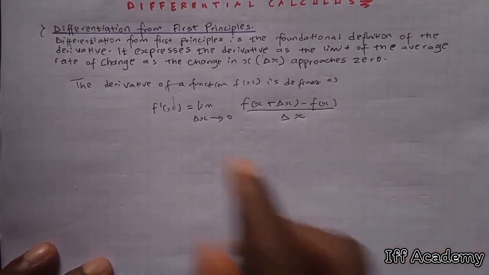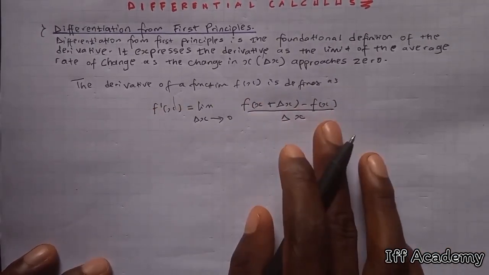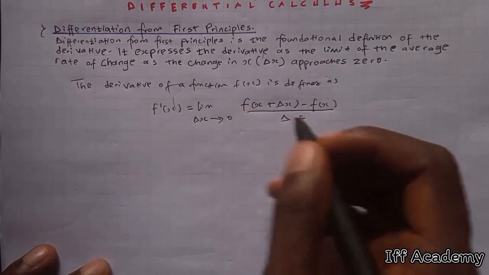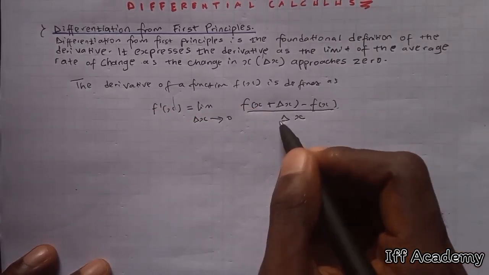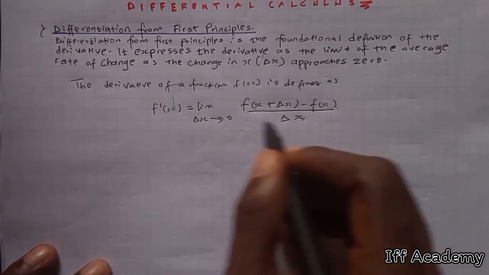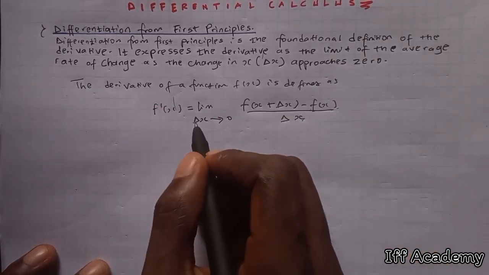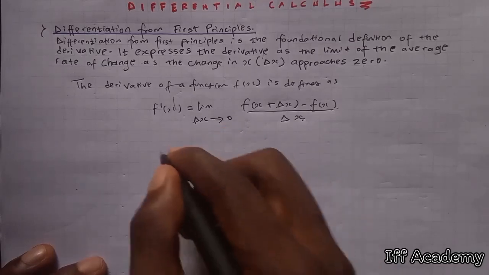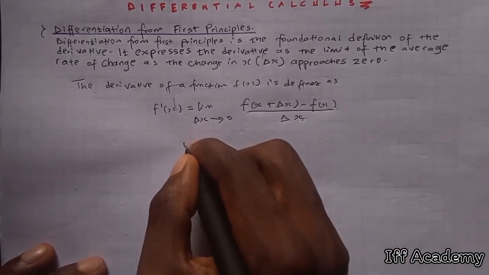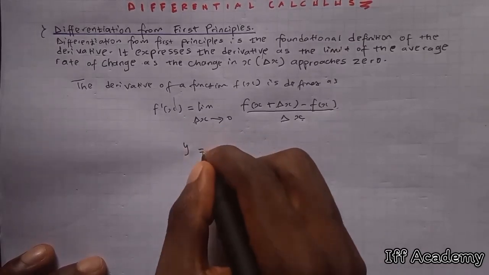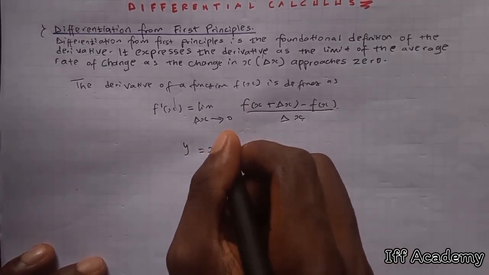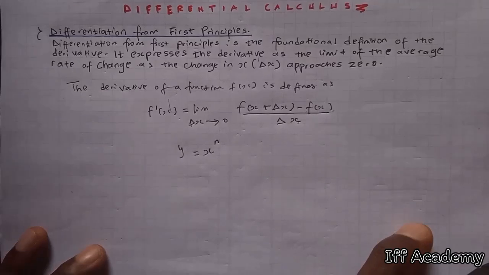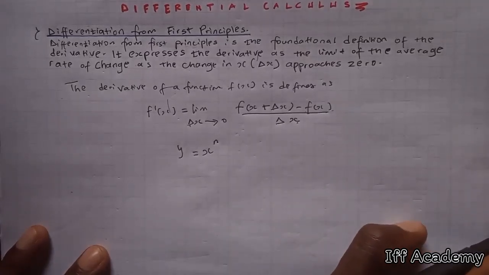Now let's look at an example. So this is how you differentiate by first principles. You add change in x, subtract y, which is f of x, divide by change in x, then take the limit as change in x approaches 0. So if you have y equals x raised to the power n, and we were to differentiate this.